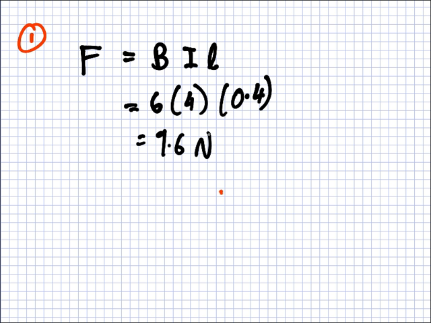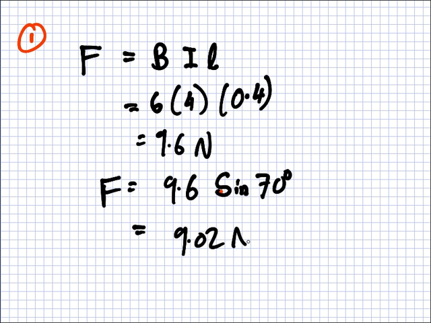And the only difference for the second part is if it makes an angle of 70. So what's that? BIL sine theta, isn't it? So it would just be 9.6 times sine 70. So what did you get for that? 9.02 newtons. Alright, that's fine, isn't it? Okay, let's have a look at the next one now.